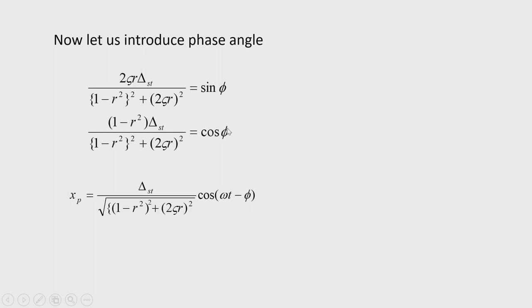So, writing this as sin phi and cos phi, then x p is written as delta S t divided by root over (1 minus r square whole square plus 2 xi r square) cos (omega t minus phi), because you know that cos phi cos omega t plus sin phi sin omega t can be written as cos (omega t minus phi). So, now the response is written in terms of phase angle and amplitude. This is the amplitude of the motion. One thing you can note: the frequency ratio and damping are very important, which will influence the amplitude of the motion. However, if the damping is small, the effect of damping on the amplitude of the harmonic response will not be significant.